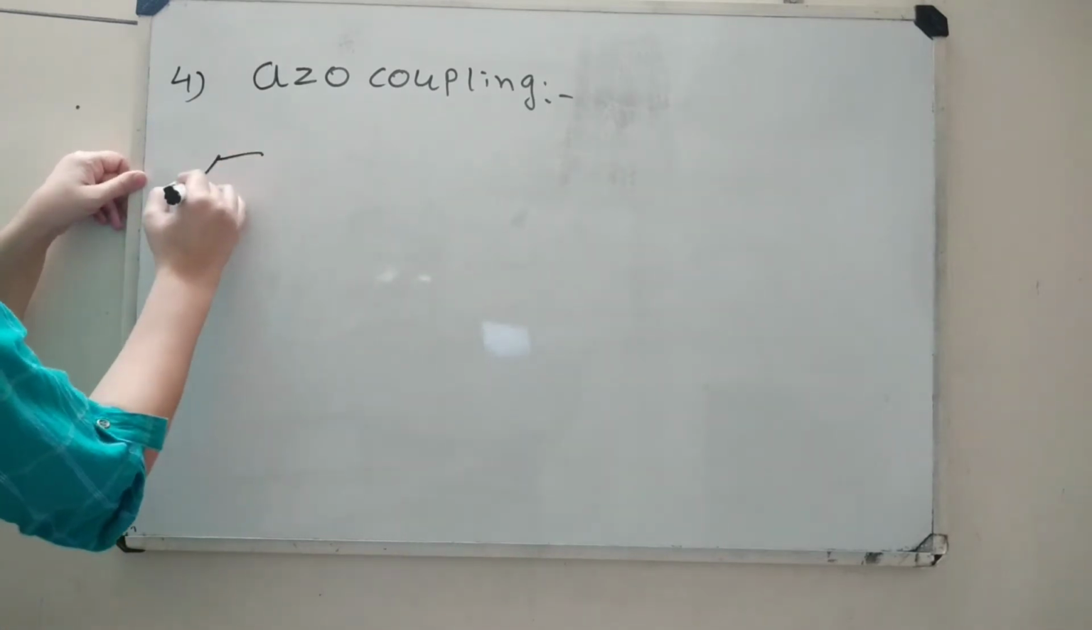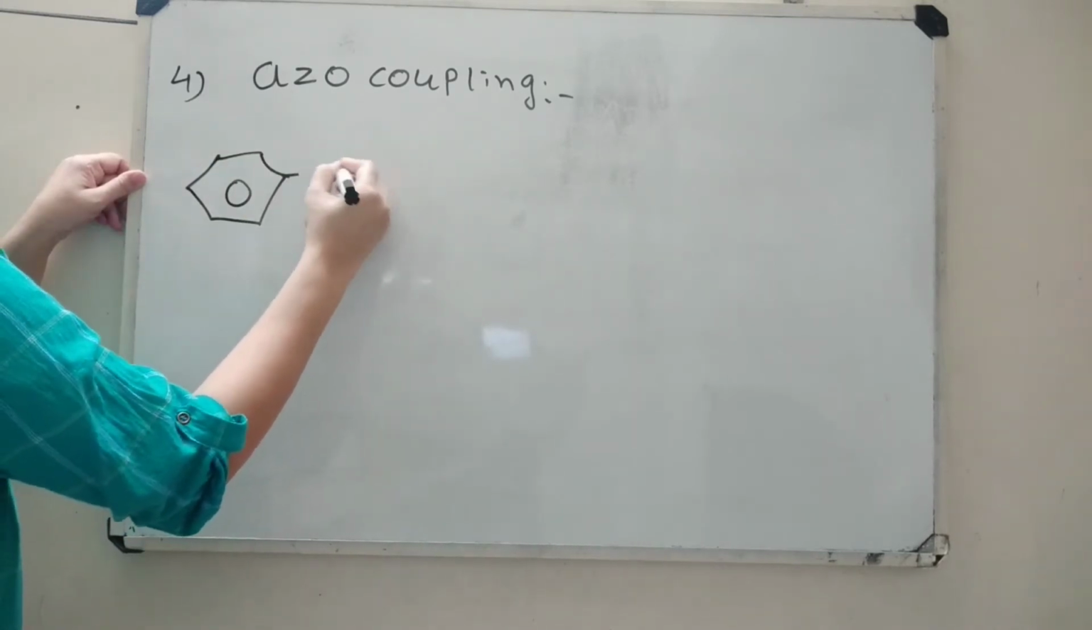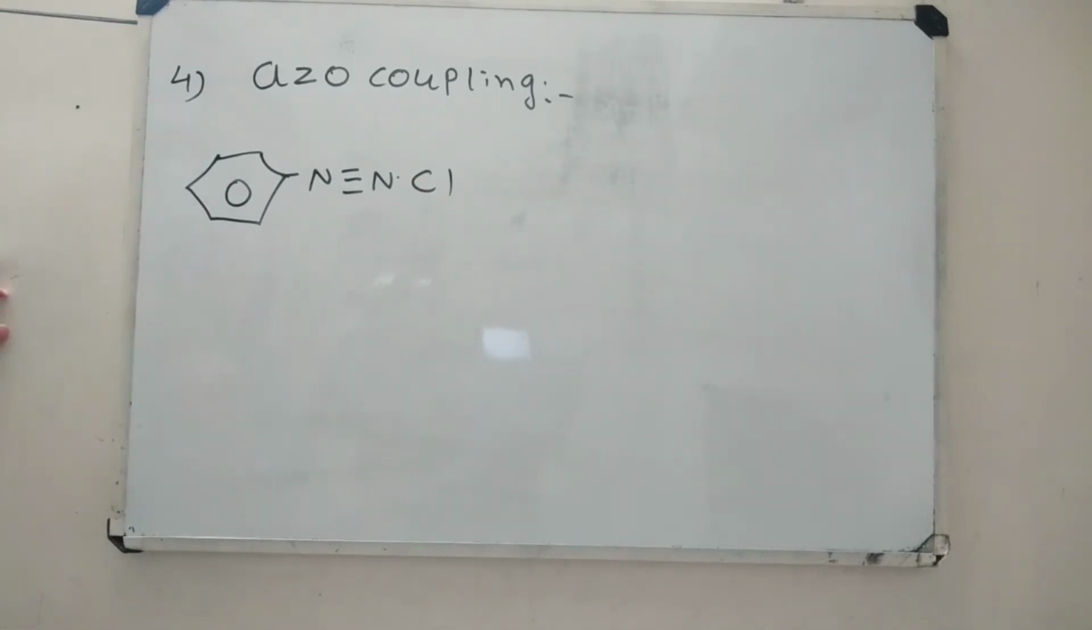Suppose we draw the structure, benzene diazonium and the chlorine. This is the nitrogen, an N plus group. It is the benzene diazonium chloride group. When it reacts strongly with certain reactive aromatic compounds such as phenol, or any aromatic amines, it gives an azo compound, and that reaction is known as azo coupling.